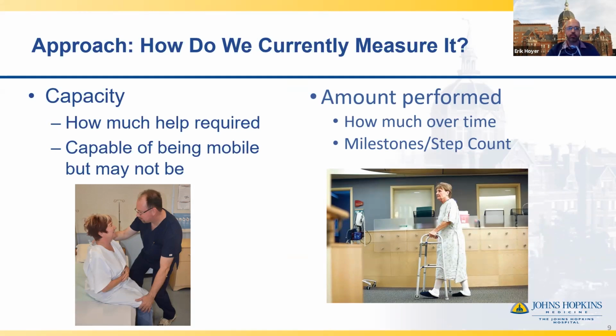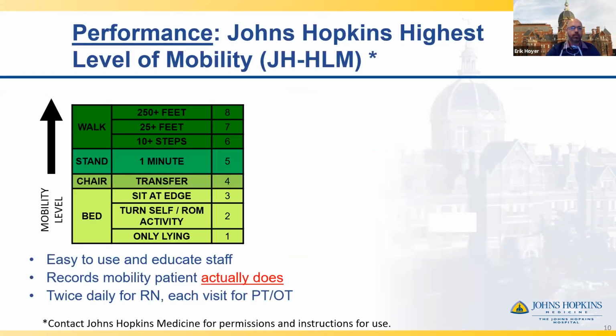So that's an example of performance. The tools that we use here at Johns Hopkins, the first one, which we've actually been using for a number of years now, is called the Johns Hopkins Highest Level of Mobility. It was developed off of an ICU scale, but it's an ordinal scale that goes from 1 to 8, and it essentially has these different milestones.